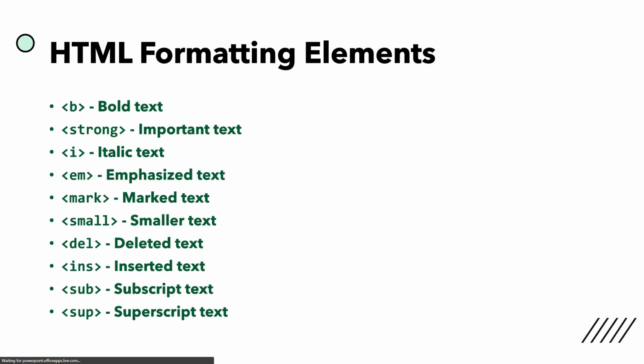In this video, we are going to discuss the following formatting elements: bold text, important text, italic text, emphasized text, marked text, smaller text, deleted text, inserted text, subscript text, and superscript text. Now let's see how the text will appear on the browser if we use the following formatting elements.